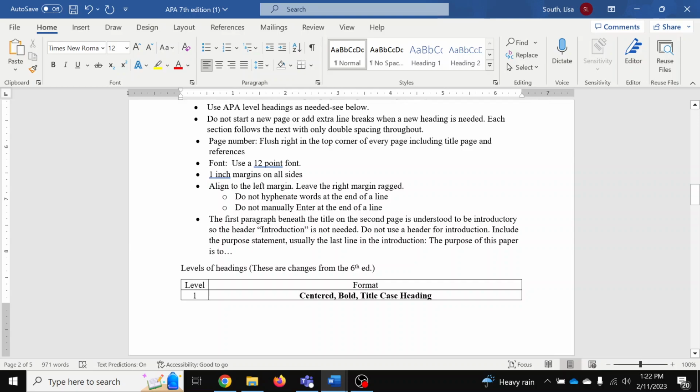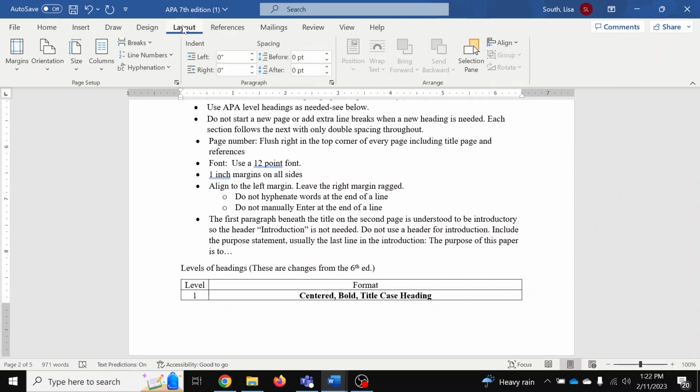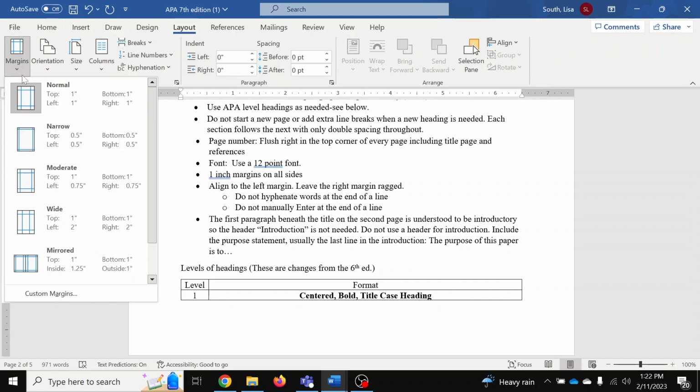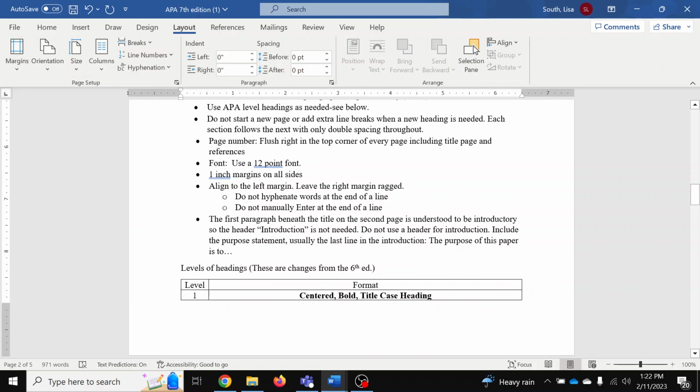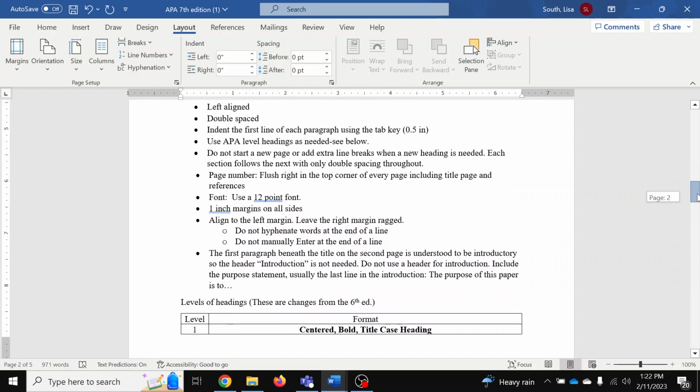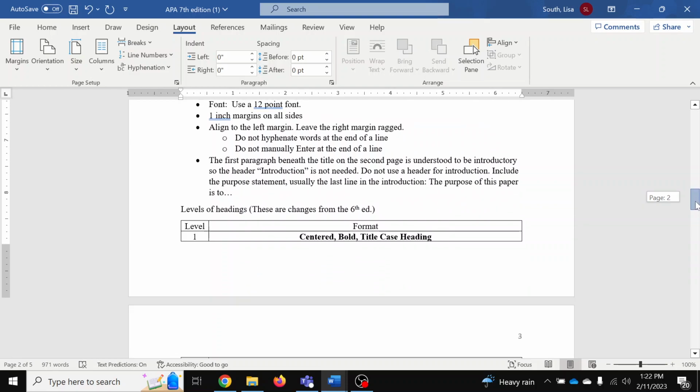1-inch margins on all sides. All 4 sides need 1-inch margins. Okay. Let's go to layout, margins, and here it is. Left, left, left. See there? That's what I want. 1-inch margins. Boom. All sides. Remember the right one will be a little jaggedy. That's okay. 1-inch margins.